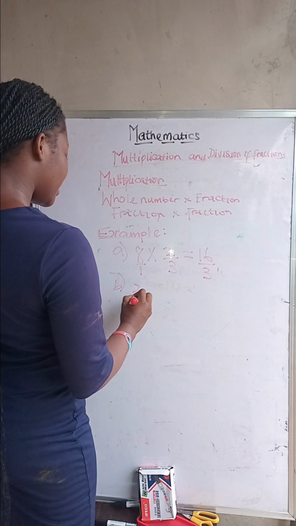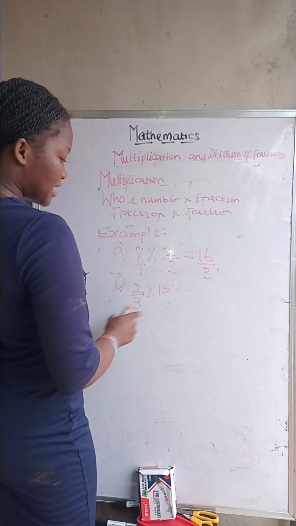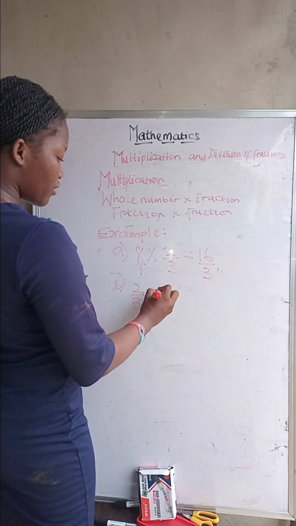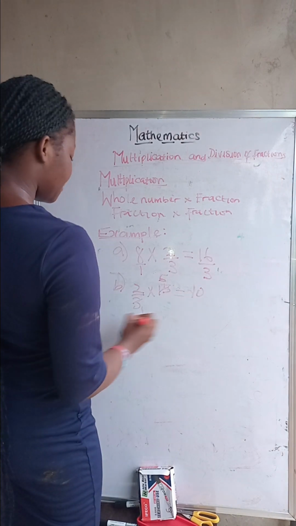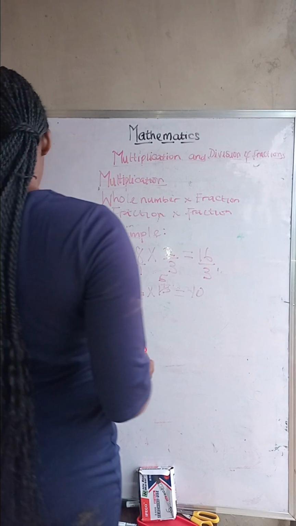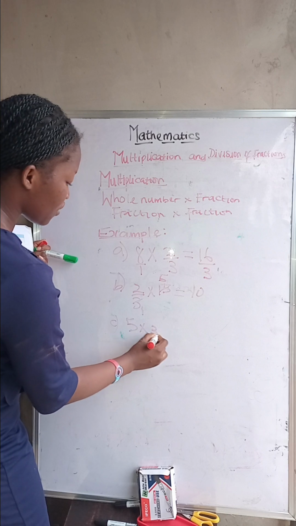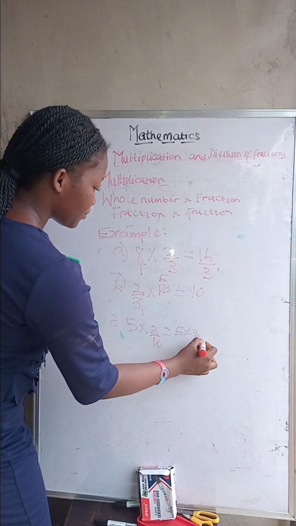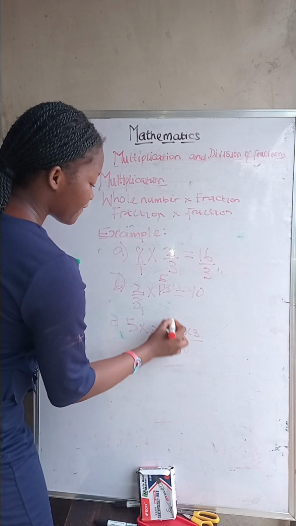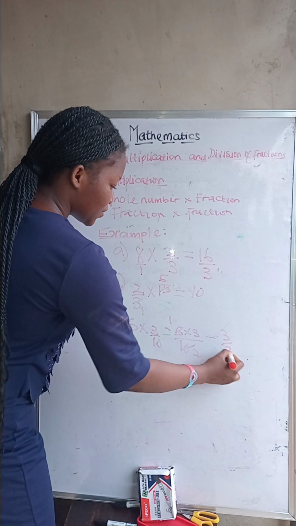We have 2 over 3 times 15. You see that this can divide this. 3 here 1, 3 here 5. 2 times 5 is 10. See, we have 5 times 3 over 10. And 5 here 1, 5 here 2. That's 3 over 2.